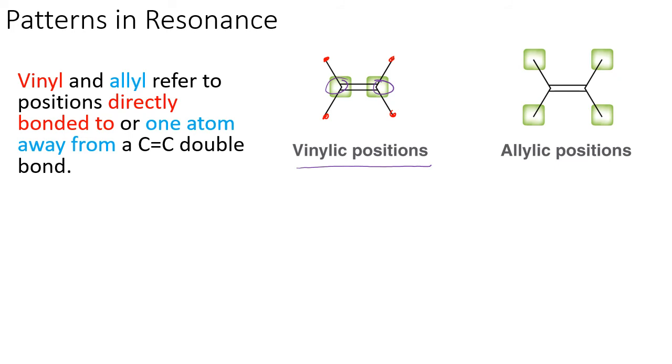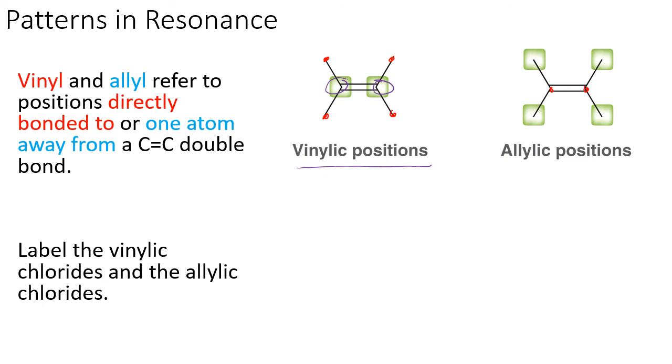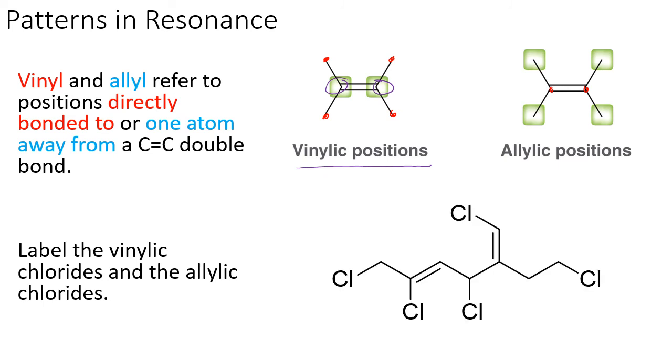Allylic positions are one away from the double bond. So here is our double bond right here. Something in an allylic position is one spot away from that double bond. So if we want to look at this example molecule, can you label all of the vinylic or vinyl chlorides and the allylic or allyl chlorides?